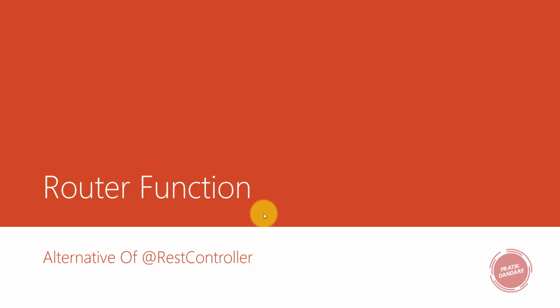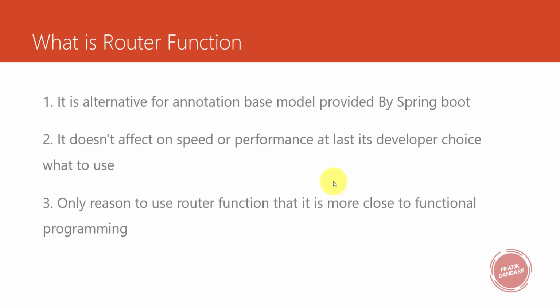If it is the alternative, then what is the difference between the router function and the REST controller basically? If you go with the @RestController model, it is the annotation based model, but if you are using the router function, it is more a functional web. If you compare them, there is no difference in speed. At last, it's a developer choice which one to use.